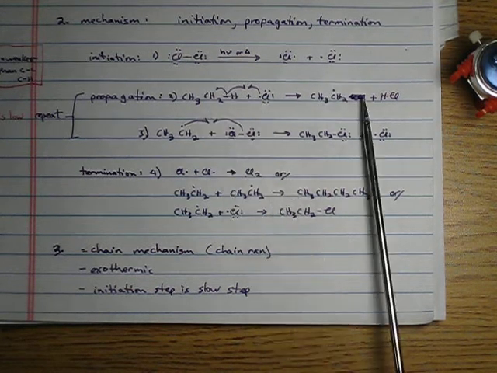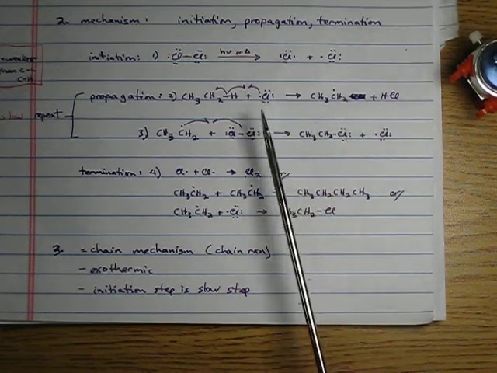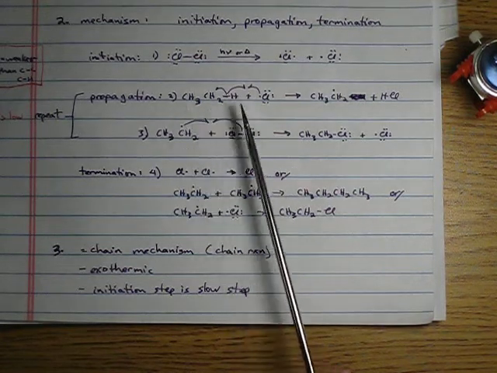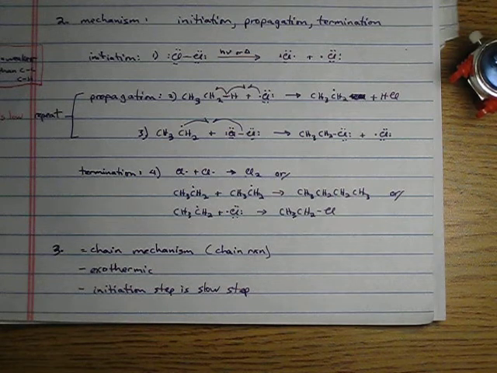Because at the end of the propagation steps, you remake that radical. Our chlorine radical is one of the reactants in the first propagation step. We need to remake that chlorine radical at the end. And that is the trick to remember when you're working through these mechanisms. Whatever radical you start with in the first propagation step, you must end with at the last propagation step. You must end with that same radical so it can go back and start the process over again.